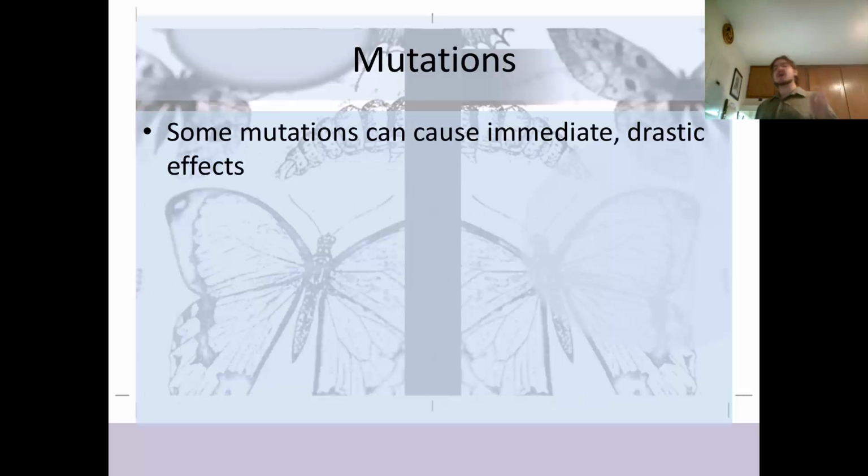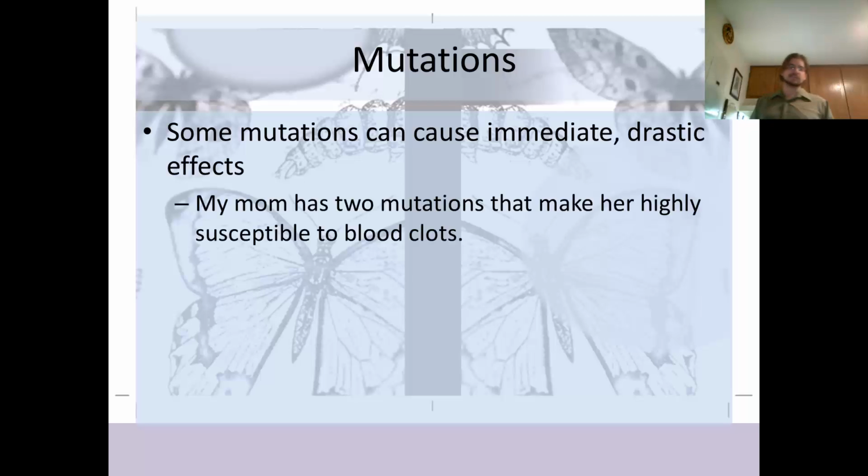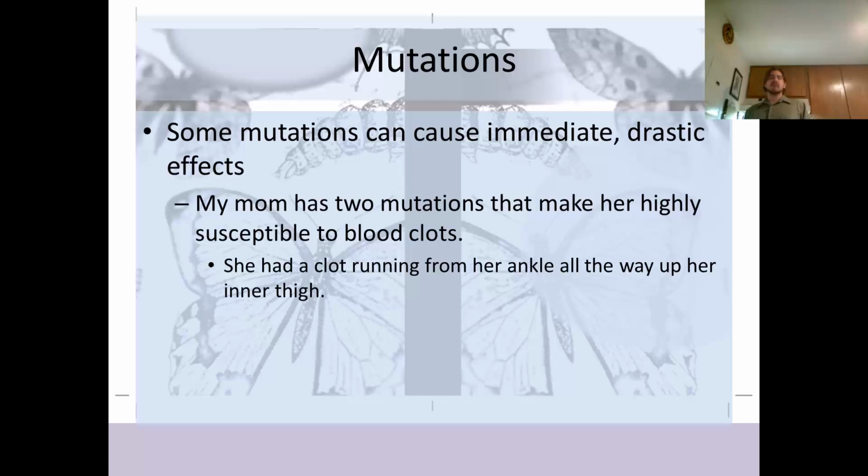Some mutations can cause immediate drastic effects. My mom has 2 mutations that make her highly susceptible to blood clots. She actually had a clot running from her ankle all the way up her inner thigh. So that was after a knee surgery. And she ended up getting this blood clot that went all the way from her ankle to her inner thigh. And it nearly killed her. She spent an entire 5 months in bed with a machine moving her leg for her. But she got over it.